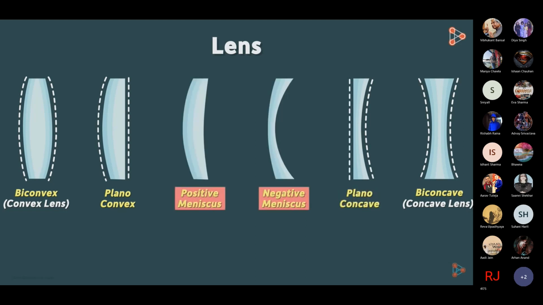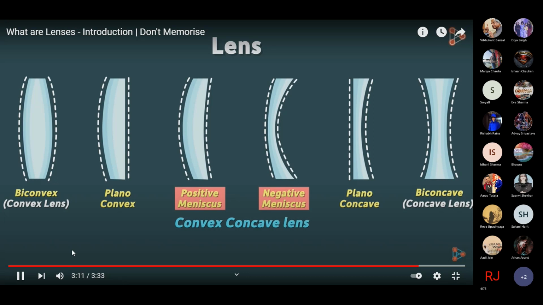What about the remaining two lenses? The names sound fancy, right? In these two lenses, one of the surfaces is curved inside and one of the surfaces is curved outside. And hence meniscus is also called a convex concave lens.